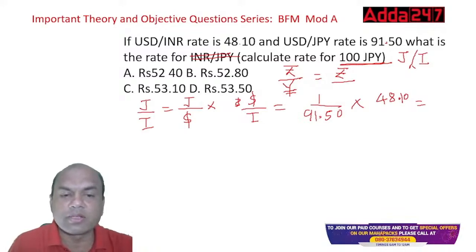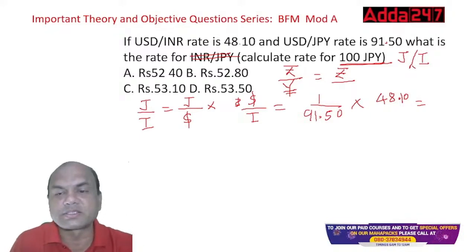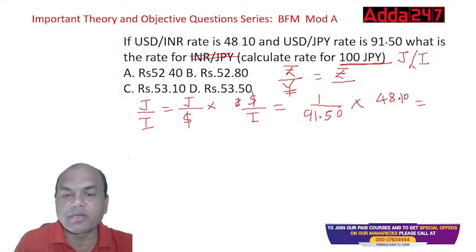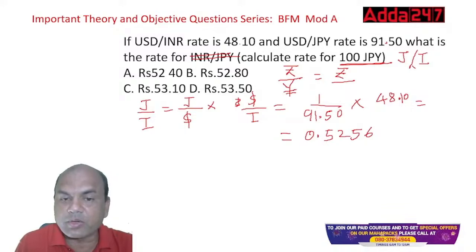91.5, right? 91.5. Oh, did I write 8? 91.5. Okay. So it is 0.5256. I'll write it below. So 0.5256, right? So this is 1 JPY to INR.